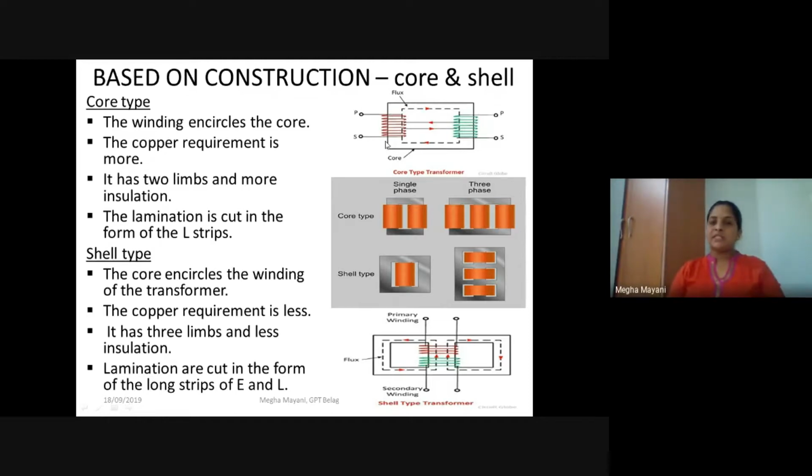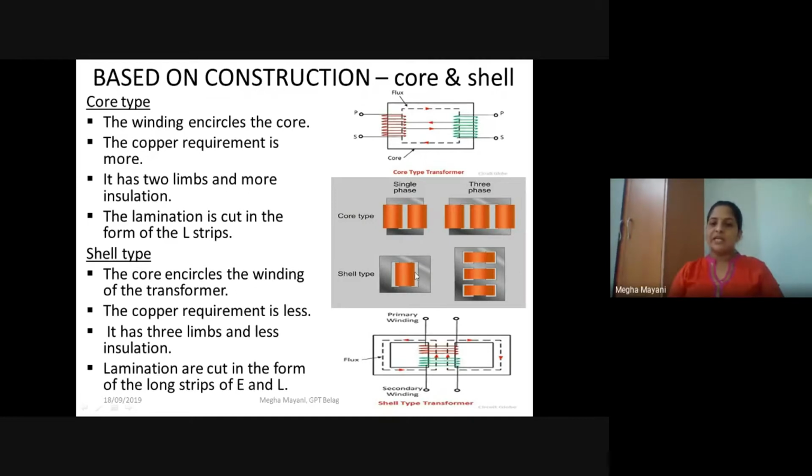So an image has been shown. You can see this is a primary, this is the secondary. These are the two limbs, what was mentioned. And here the windings or the copper requirement is less. Coming to the second type, shell type, here the core encircles the winding of the transformer. So you can see here the core is encircling the winding, right? And the copper requirement is less here compared to the core type. As you can see here, the copper requirement is more in case of core type.